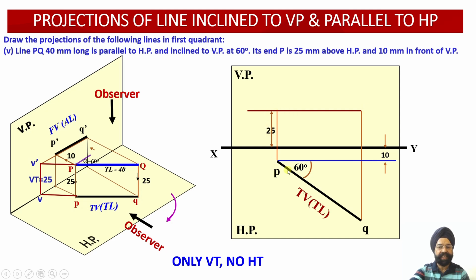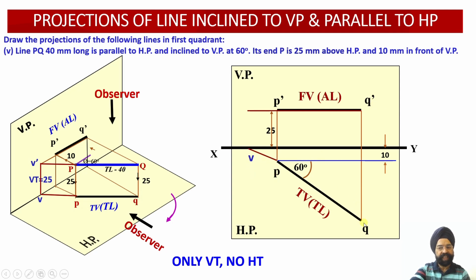Draw the construction lines, and then P will give us P dash and Q will give us Q dash. This is the front view, which is the apparent length. You can see that the true length PQ of the line is much bigger than the front view, that is the apparent length of the line, which is represented by P dash Q dash. Now let us draw the traces.